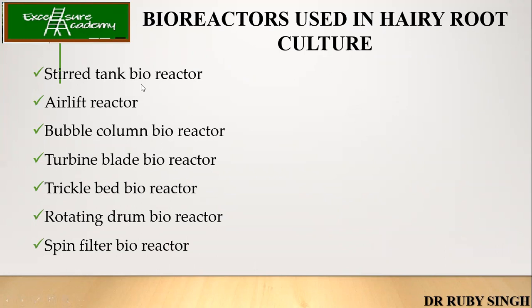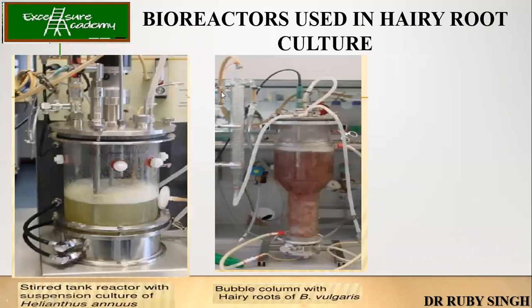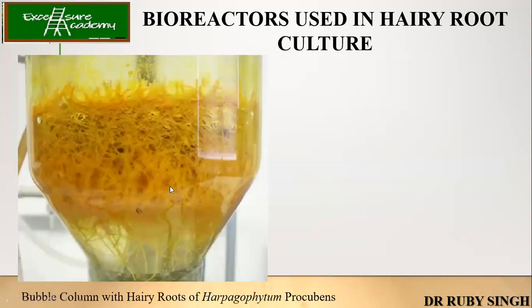Now, what kind of bioreactors are used in the hairy root culture? So we have got the stirred tank bioreactor, airlift, bubble column, turbine blade, trickle bed, rotating drum, and spin filter bioreactor. These are the images where you can see the stirred tank is there. Then you have got the bubble column, which means they're always pumping air in there. Then you can see over here how roots are growing very fast.